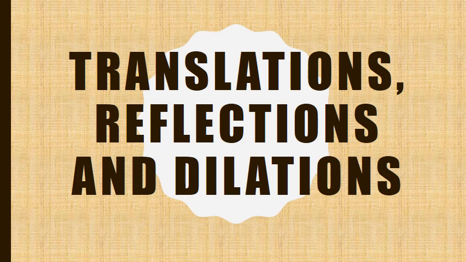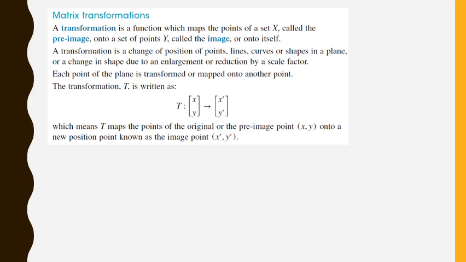Alright, so in this we're going to talk about translations, reflections, and dilations of functions and how it's related to matrices. Now, a transformation is where you're mapping the different points onto another one. So we're mapping the set of points, which we call a pre-image, and then we put it into a new image.